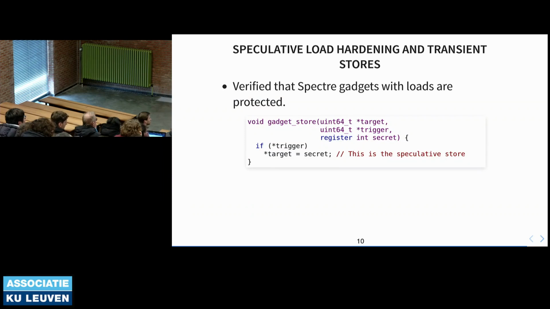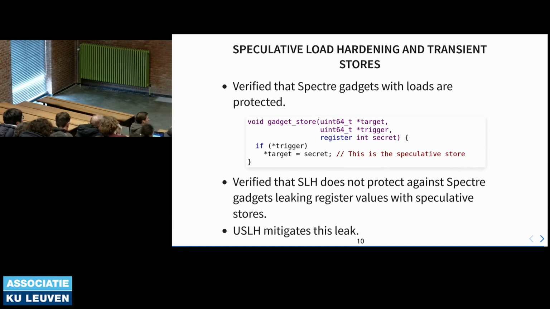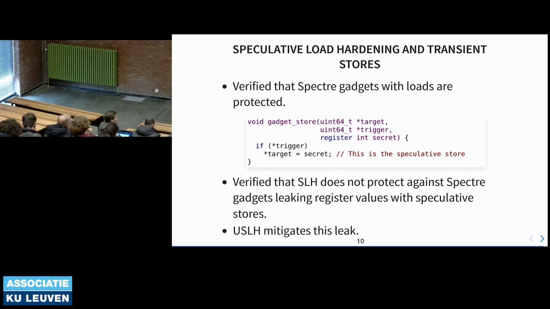This is not protected by SLH, and we see that. We could also observe that we can leak register values even on CPUs where the store isn't actually cached, because in this case we monitor the address translation process. But we see that there was a more enhanced SLH, the so-called ultimate SLH, that came about a few years ago, and it does mitigate this leak because it provides additional stronger protection guarantees.